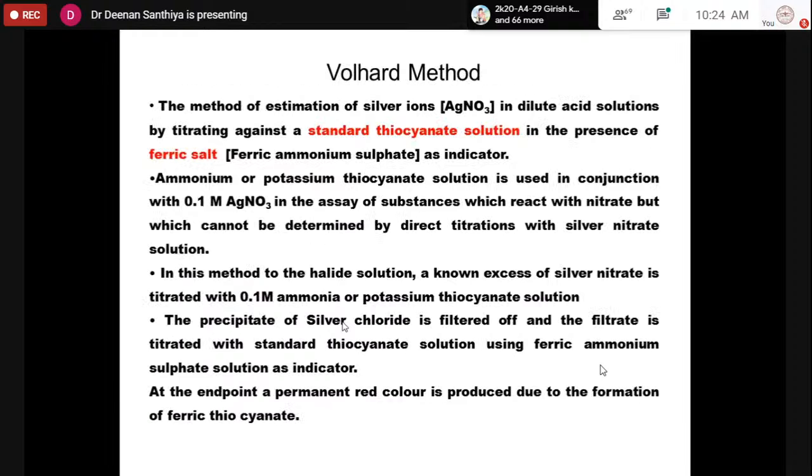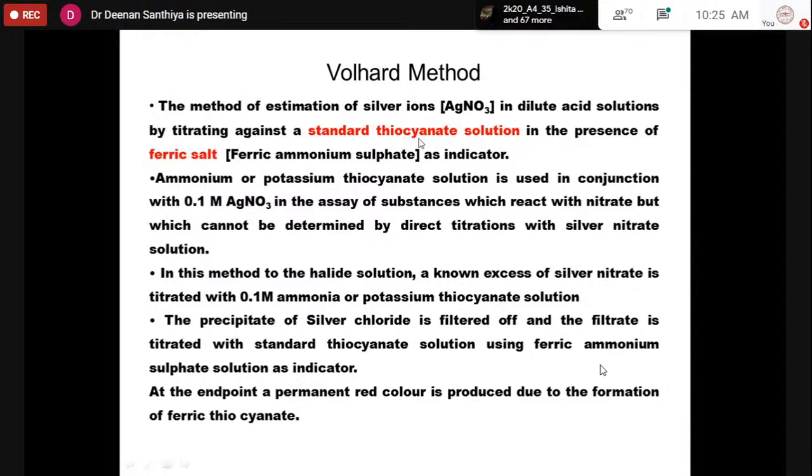Yes, ma'am. Okay. The second method, Volhard method. This determines silver ions. In the earlier case, we determined chloride ions. Here the silver ions will be determined in dilute acid solutions by titrating against a standard thiocyanate solution.